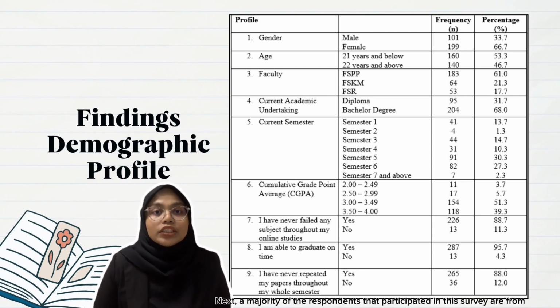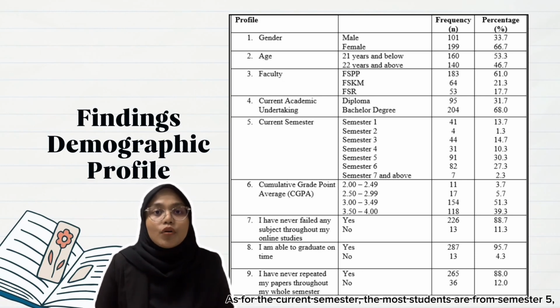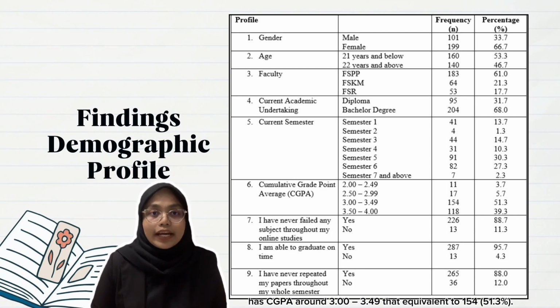53.3%. Next, a majority of the respondents that participated in this survey are from the Faculty of Administrative Science and Policy Studies with 61%. Then most of the students are from degree programs, which amounts to 68%. As for the current semester, most students are from semester 5, which is equivalent to 30.3%. Besides, the majority of respondents have a CGPA around 3.00 to 3.49, equivalent to 51.3%.